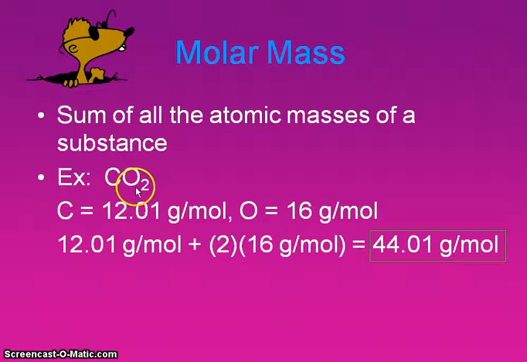Now here, we have two of them, and each oxygen from the periodic table tells us that they're 16 grams per mole. So we have to multiply that value by 2 since there are two of them here in this compound. So add those to carbon, and you get 44.01 grams per mole. So that would be the molar mass of CO2.